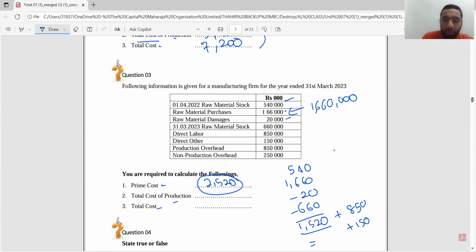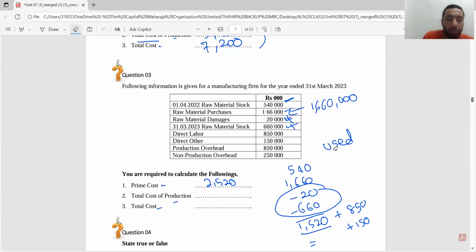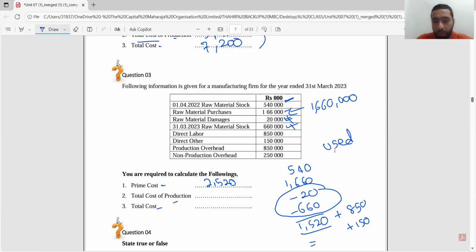Whatever the material that is used in the production. Opening is used? Yes, it is used. Purchases, you have used. Damages, you have used? No, you can't use damage. Closing stock, have you used? No, this is the stock remaining, which you have not used. This is also not used. So that is why we are minusing these two. Did you understand, children? Is everything okay? If you don't understand, tell me and I will explain again. Ziana understood, Ashini also understood, Lakshini is okay, right?